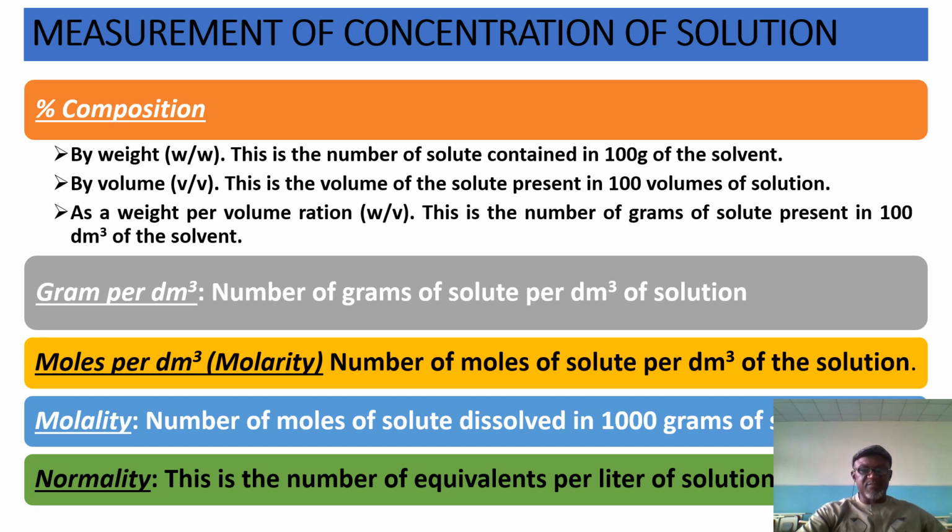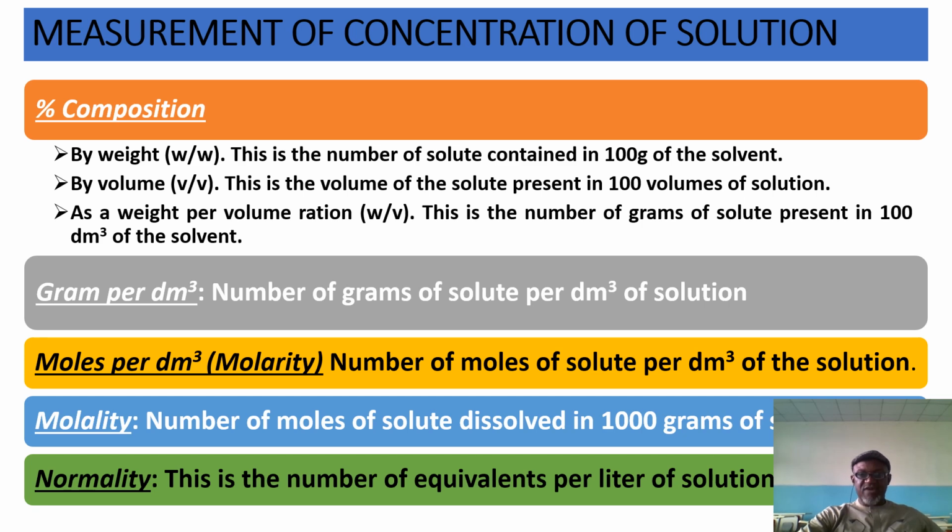The next is gram per dm cube. This is the number of grams of solid per dm cube of solution. This is another way to measure the concentration of a solution. We also have moles per dm cube, and this is what we call molarity. This is, of course, what you normally use in your practicals, also with grams per dm cube. In your laboratory practicals doing titrations, you will be meeting molarity quite often, with gram per dm cube.